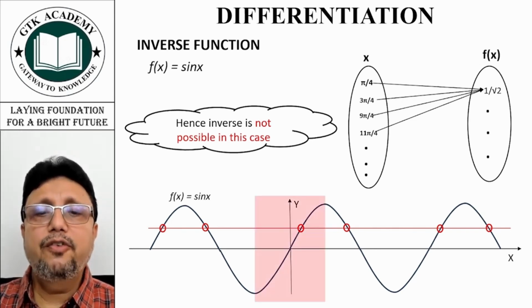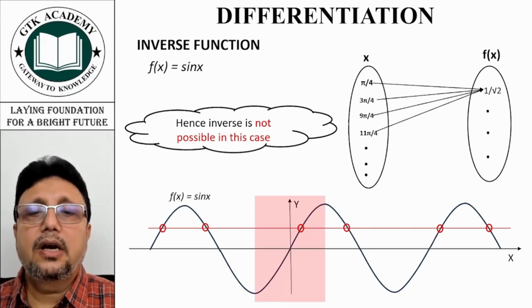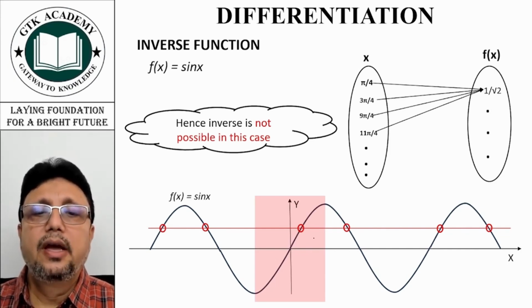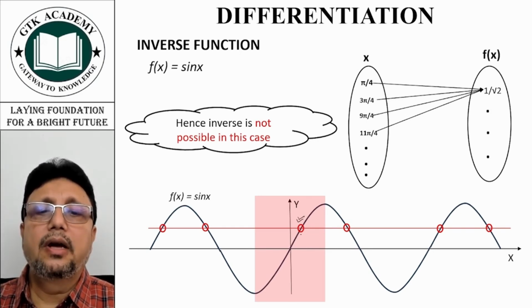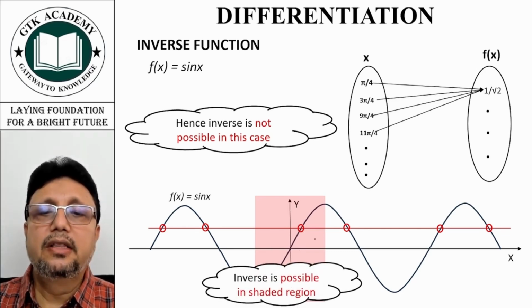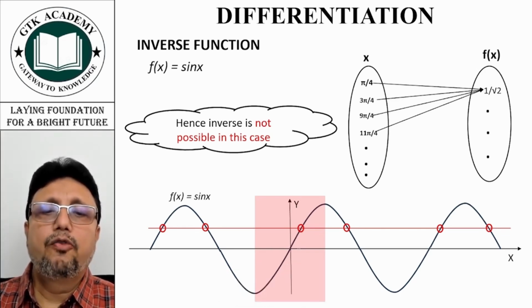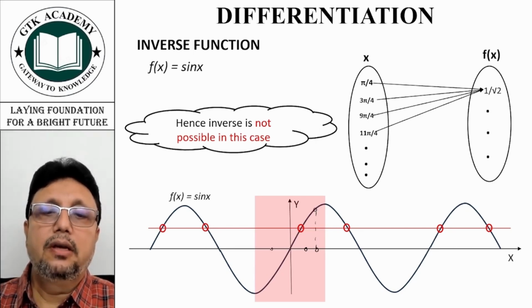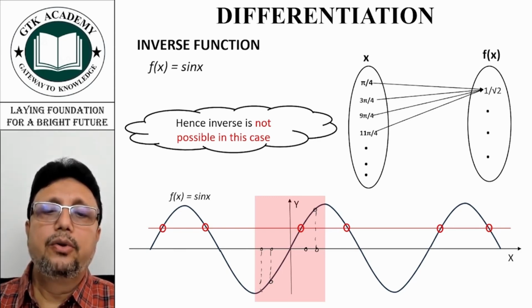But if I cut a portion, the shaded portion, here the line is cutting only at one point. You don't have more than one angle having the same sine. So you can have an inverse in the shaded region. In the shaded region, for any value of x, you will have only one value of y, a unique y, and you will have a value for all x.